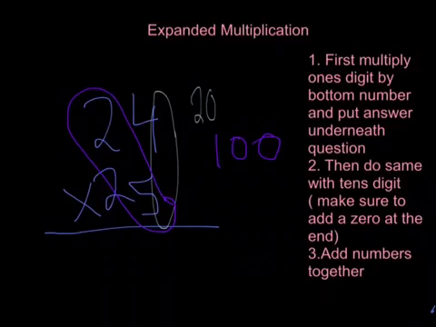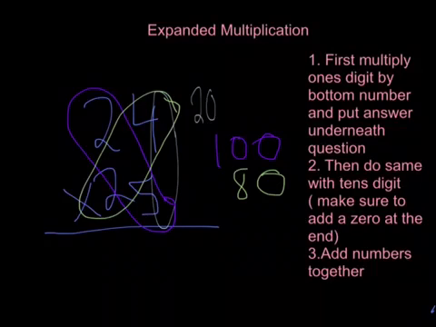I'm going to start by doing 20 times 4. So once again, we know that 2 doesn't stand for 2, it stands for 20. So I'm going to do 2 times 4 as a simpler fact, which is 8, and then I'm going to add the 0 at the end.